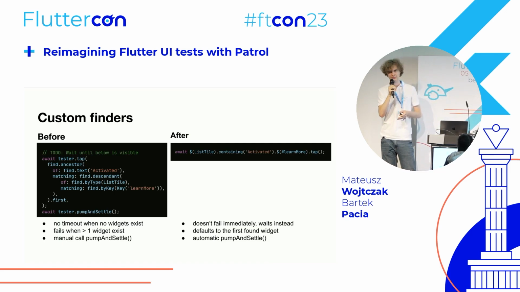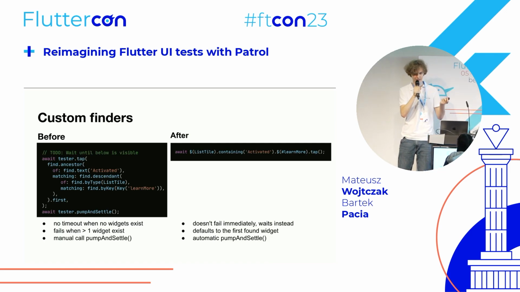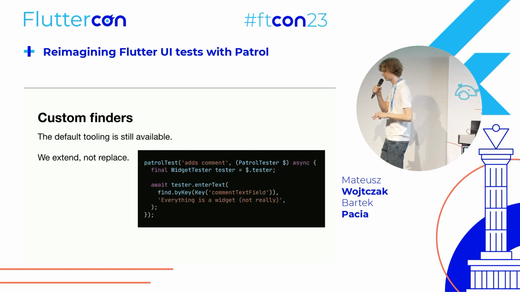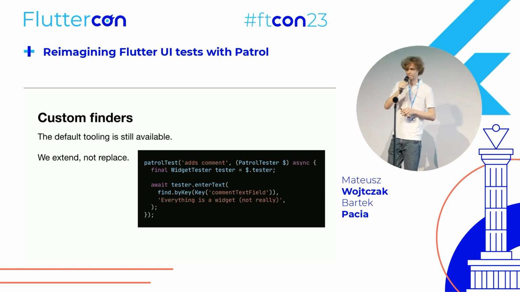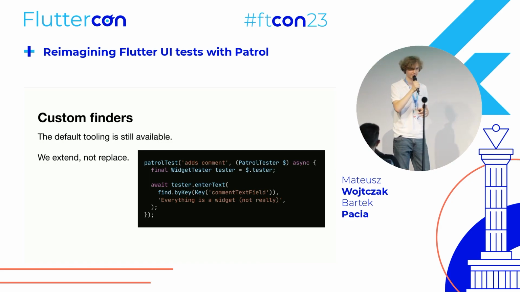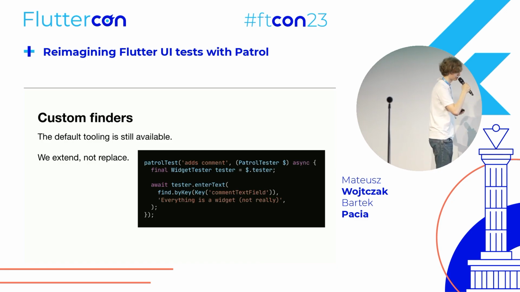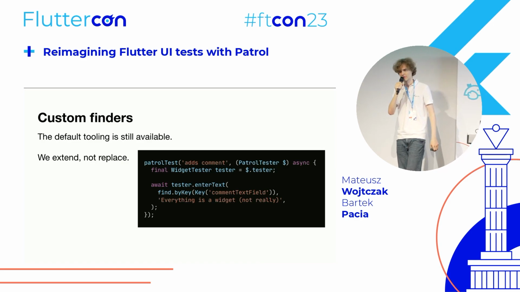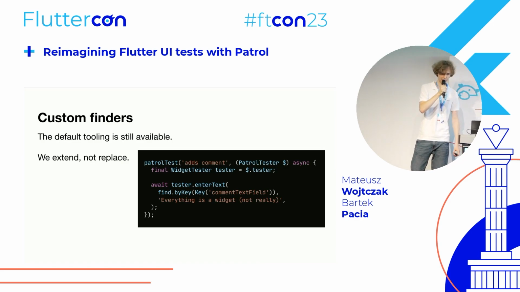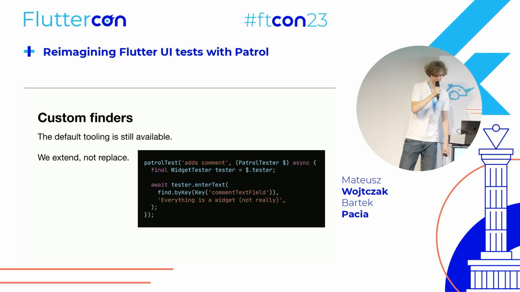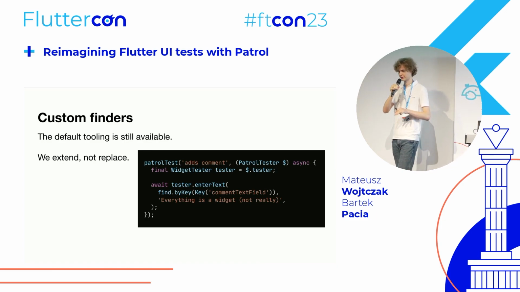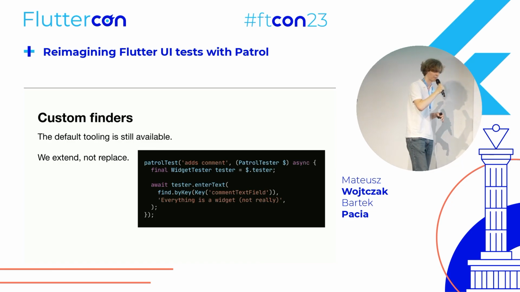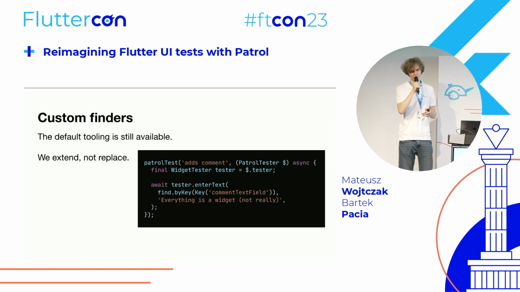So it can be expressed in a single line, and that's great as well. Another great feature of our custom finders is that they don't replace what's already in Flutter test. Instead, they build on top of it. So if you want, you can easily access a widget tester like that, and you can also use default Flutter finders if you want, maybe for migration or something like that. So you get access to all the native tools, I mean, all Flutter test tools that already exist, but you can also start using Patrol.